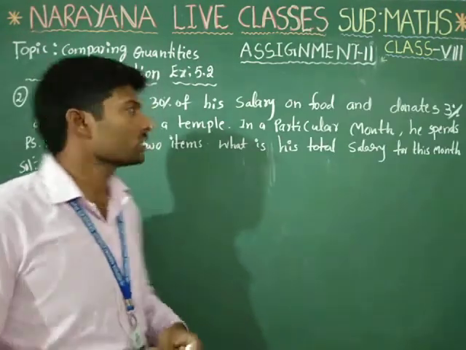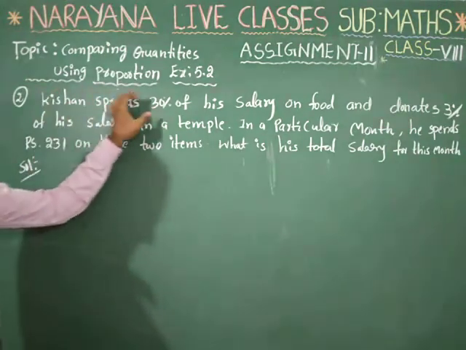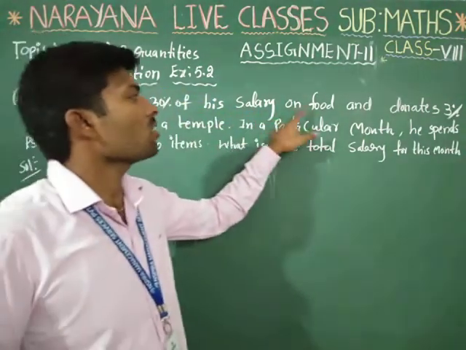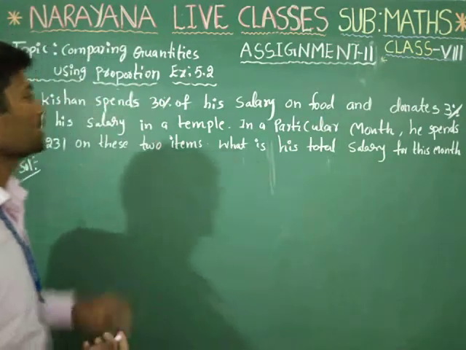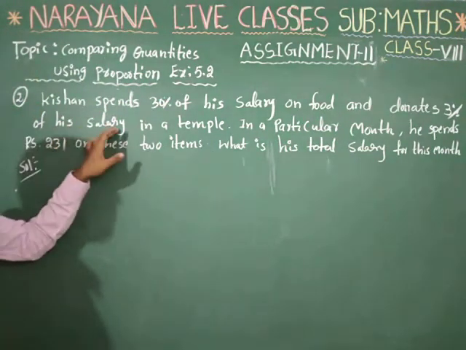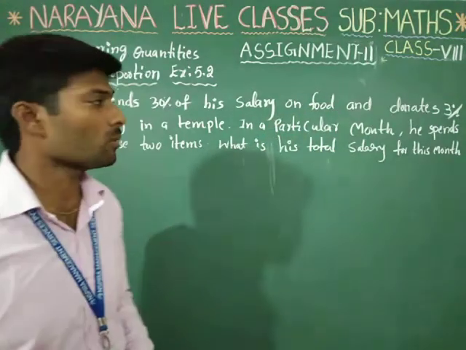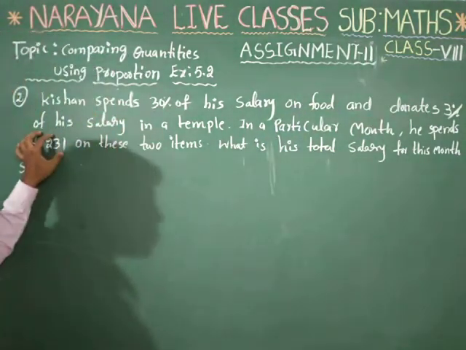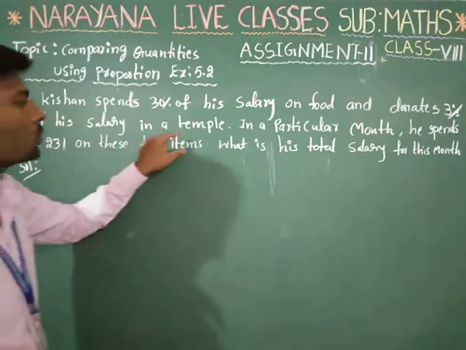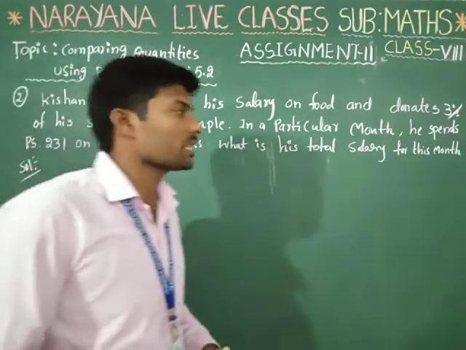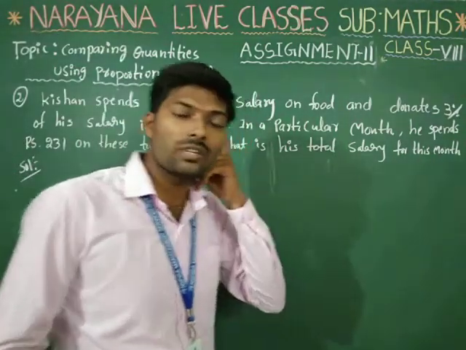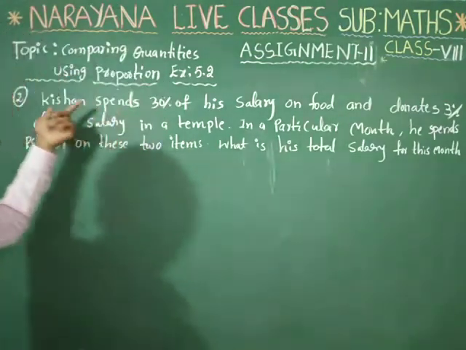So let us move on to the second question. Kishan spends 30% of his salary on food and donates 3% of his salary in a temple. In a particular month, he spends 231 rupees on these two items. So what is his total salary for this month? We need to calculate the salary of Kishan.